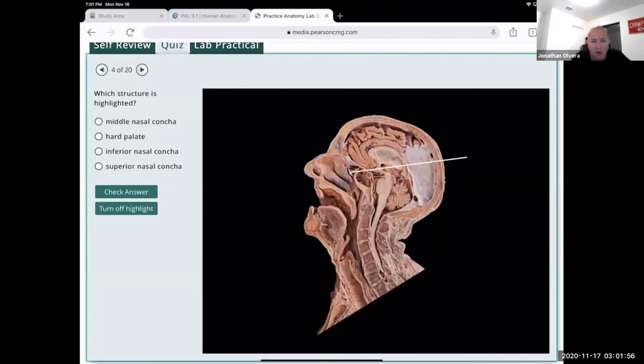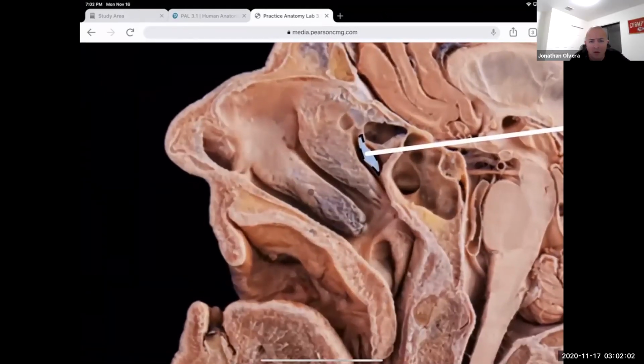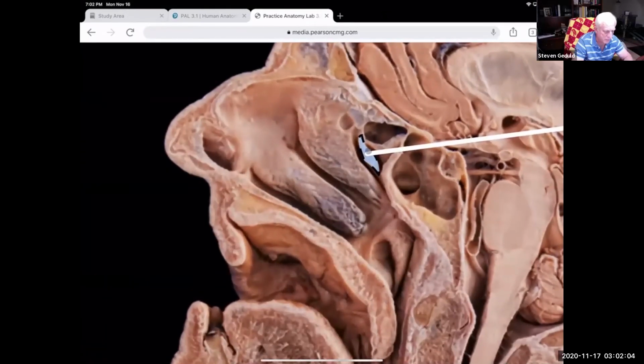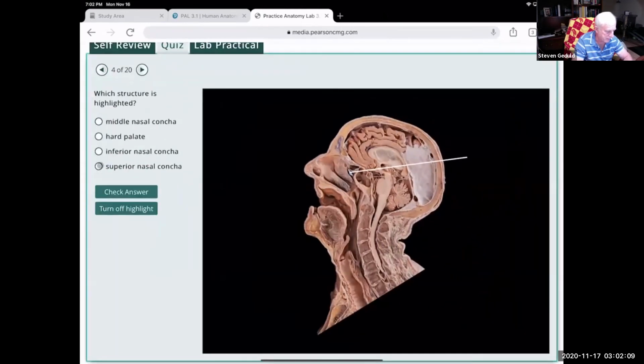You can't see what's highlighted. Holy cow. Middle. No, that's not middle nasal concha. Well, here's the inferior. Here's the middle. Superior nasal concha. If there's a superior nasal concha, I would say that. Yep, there is. Perfect.